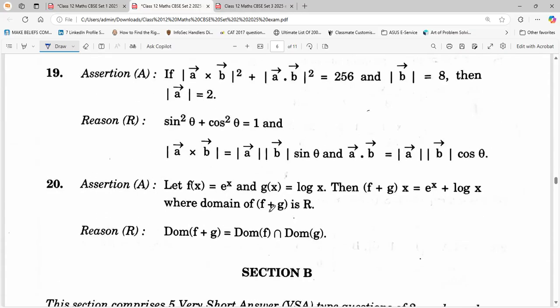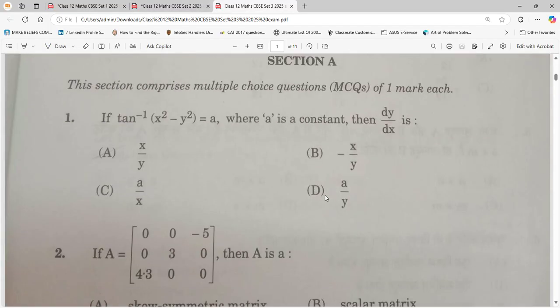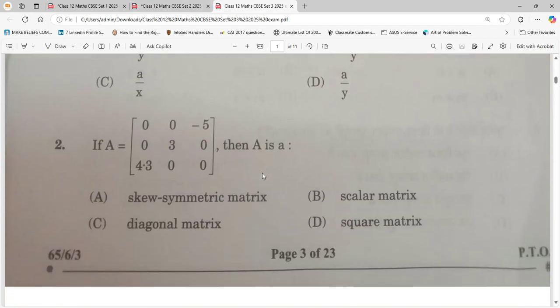Question 19 and question 20, we have already done that. We'll move on to set 3. Question 1 is already done. Question 2, it is not along the leading diagonal.